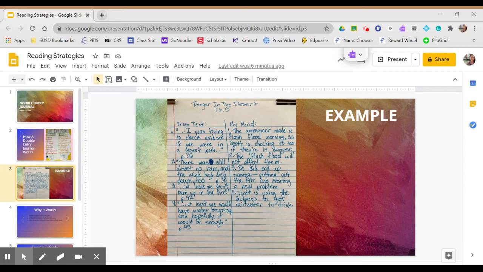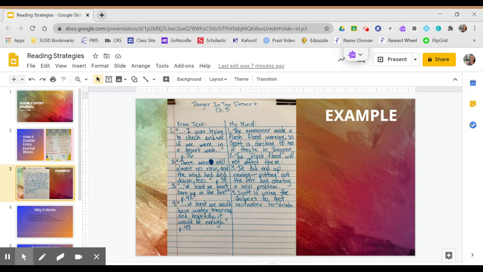So, for example, if I was doing a Danger in the Desert Chapter 5 double entry journal, I have my line down the center of the paper. On the left side, I have things from the text. And then on the right side, I have things from my mind. So, for instance, I had number 1 cited from page 36. I was trying to check and see if we were in a desert wash.